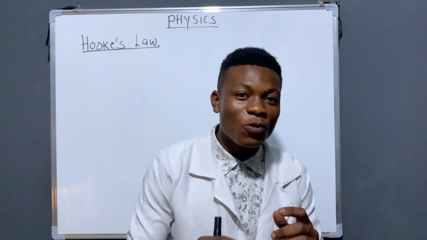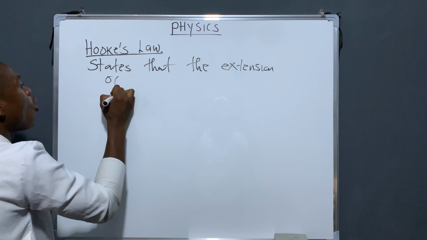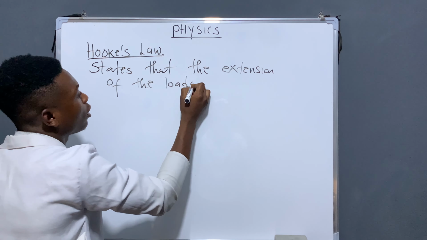So you say Hooke's law states that the extension of the loaded spring is directly proportional to its load, provided that the elastic limit is not exceeded.